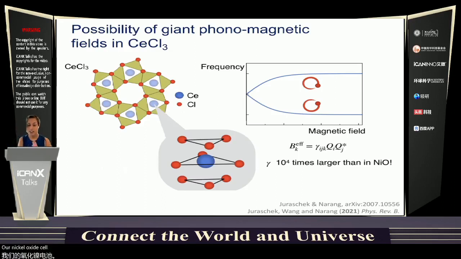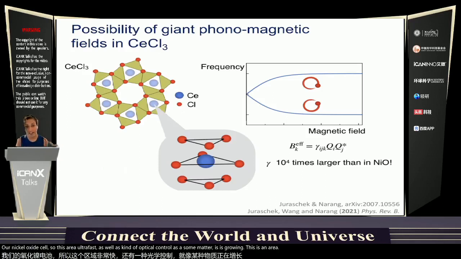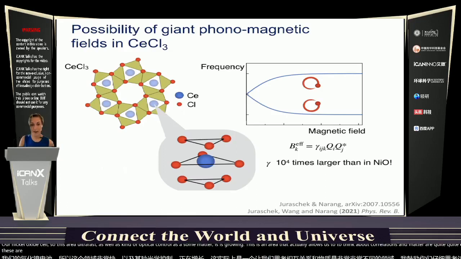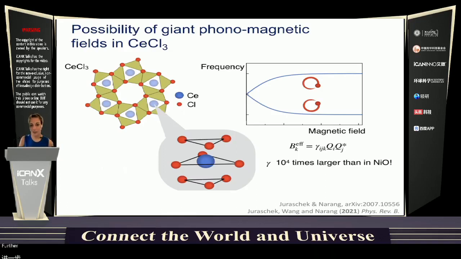So this area of ultra-fast as well as quantum optical control of matter is growing. This is an area that actually allows us to think about correlations in matter quite differently. And I encourage you to think about these correlated light matter interactions further in your own research if you can. And with that, I'll get us to our summary.